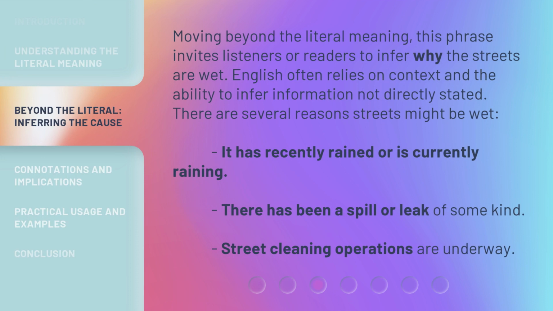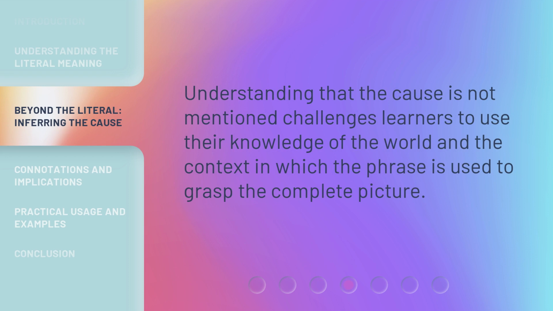Moving beyond the literal meaning, this phrase invites listeners or readers to infer why the streets are wet. English often relies on context and the ability to infer information not directly stated. There are several reasons streets might be wet. It has recently rained or is currently raining. There has been a spill or leak of some kind. Street cleaning operations are underway. Understanding that the cause is not mentioned challenges learners to use their knowledge of the world and the context in which the phrase is used to grasp the complete picture.